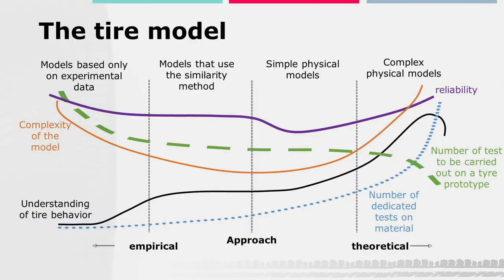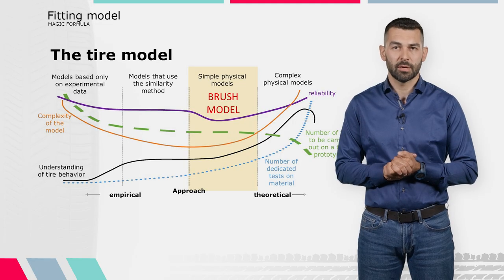Different modeling approaches can be adopted, from pure empirical to pure theoretical. Pure empirical methods require a large amount of data to fit some analytical expressions. Pure theoretical, on the contrary, requires a deep insight into the physics of all the components of the tire. The brush model, analyzed in previous lectures, is a simple theoretical model that allows us to understand the physical mechanism of tire force generation. But being based on simple assumptions, it cannot reproduce exactly what is found from experimental evidence.